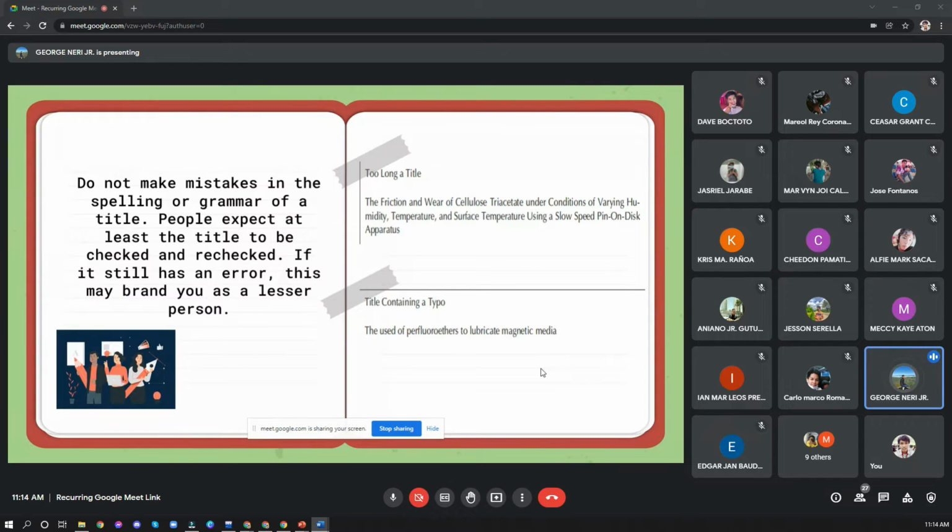If it still has an error, this may brand you as a lesser person. So, too long a title, the friction and wear of... so as you can see, the title is long, then the title containing a typo.